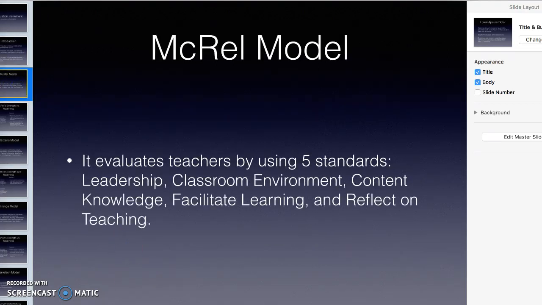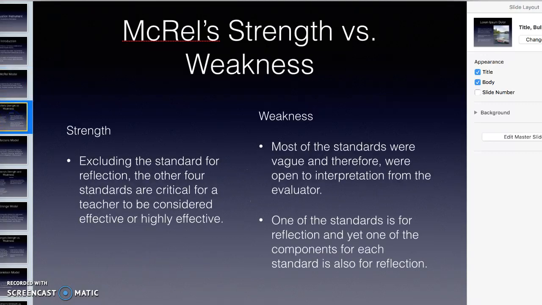The first evaluation model that the committee and I looked at was the McREL model. It evaluates teachers by using 5 standards: leadership, classroom environment, content knowledge, facilitate learning, and reflect on teaching. The strength of the McREL model was that, excluding the standard for reflection, the other 4 standards were critical for a teacher to be considered effective or highly effective.